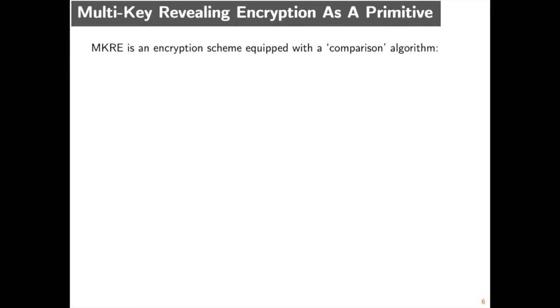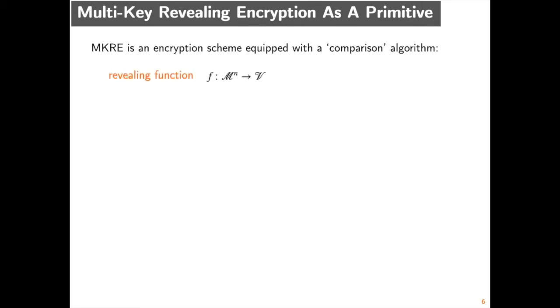You can think of multi-key revealing encryption as a standard encryption scheme equipped with an additional comparison algorithm. This means that we have a setup, a key generation, an encrypt, and a decrypt, plus this comparison algorithm. And this comparison algorithm depends on a revealing function. This means that in order to define a multi-key revealing encryption scheme, we need first of all to give a revealing function.